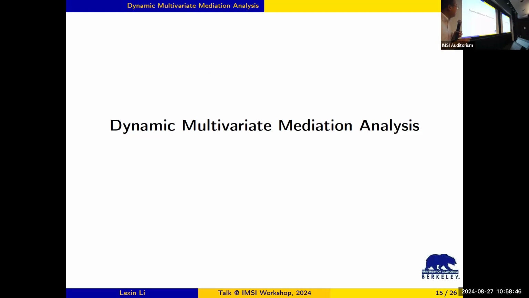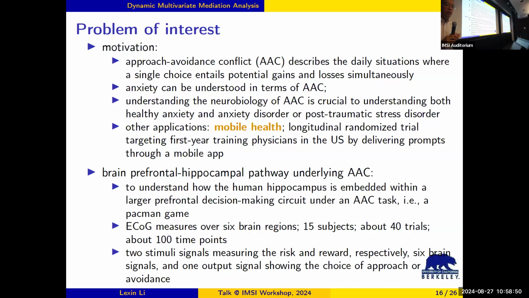The second one is dynamic mediation analysis. Our motivation also came from an ECoG study, but in a different setting. Specifically, this is work from my collaborator at Berkeley and their lab. One project of their lab was to understand approach avoidance conflict, or AAC, which describes the daily situation when a single choice enables potential gains or losses simultaneously. The reason we are interested in AAC is that anxiety can be understood in terms of AAC. If we can understand the neurobiology of AAC, it will be very helpful for gaining useful understanding of both healthy anxiety as well as anxiety disorders, such as PTSD.